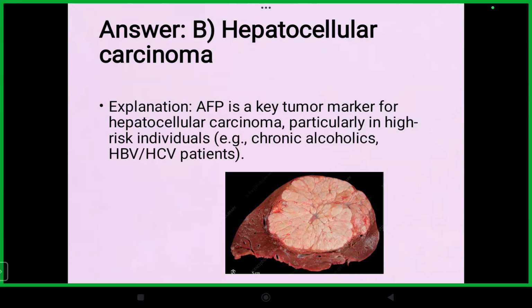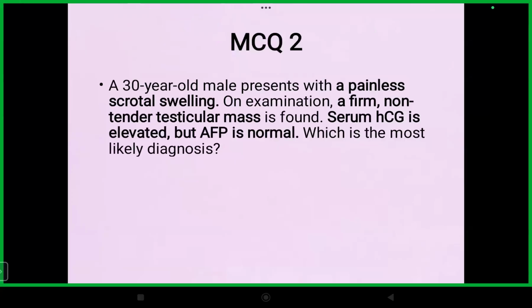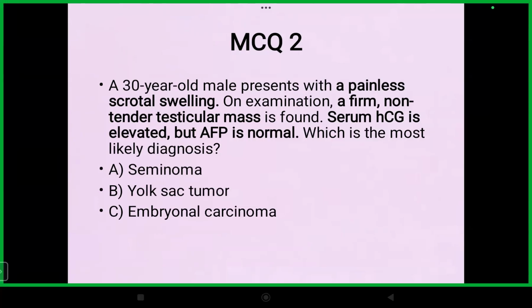Okay, hope that's clear. Now we'll move on to the next question. Here, there's a 30-year-old male who presents with painless scrotal swelling, and on examination, there's a firm, non-tender testicular mass. Serum HCG is elevated, but alpha fetoprotein is normal. What is the most likely diagnosis? Coming to the options, we have A, seminoma, B, yolk sac tumor, C, embryonal carcinoma, and D, hepatocellular carcinoma.